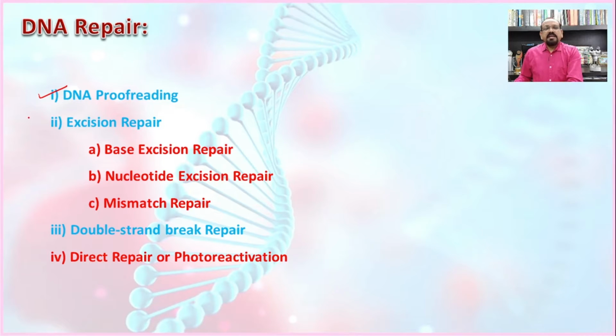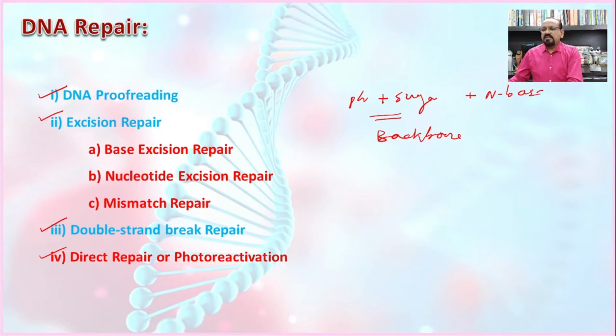Number one, DNA proofreading, then excision repair, then double strand break repair, and direct repair or photoreactivation. We know the DNA is made up of phosphate and sugar, which are responsible for the formation of the backbone of the DNA molecule, and the presence of nitrogen bases, that is A, T, G, C. Just remember it as: the AT Gandhi Chowk.